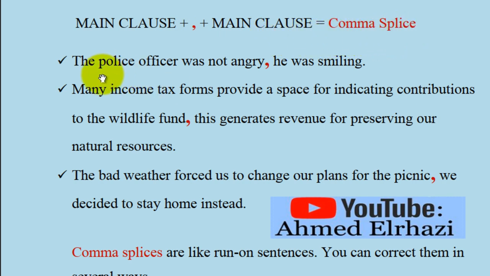Okay, example: the police officer was not angry, comma, he was smiling. This is a comma splice. This is a mistake. Many income tax forms provide a space for indicating contributions to the wildfire fund, comma, this generates revenue for preserving our natural resources. The comma that came here between two independent clauses is considered a mistake, which we call a comma splice.